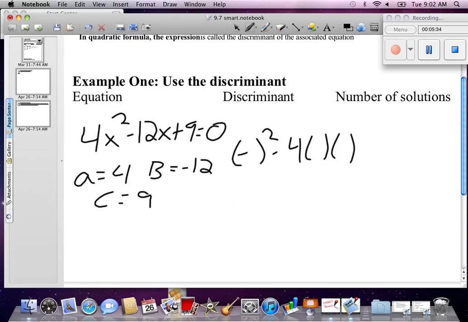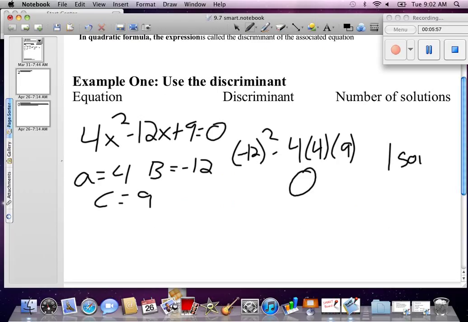I've got negative 12 squared minus 4 times 4 times 9. So I take out my calculator. Negative 12 squared minus 4 times 4 times 9. I get 0. So how many solutions do I have?